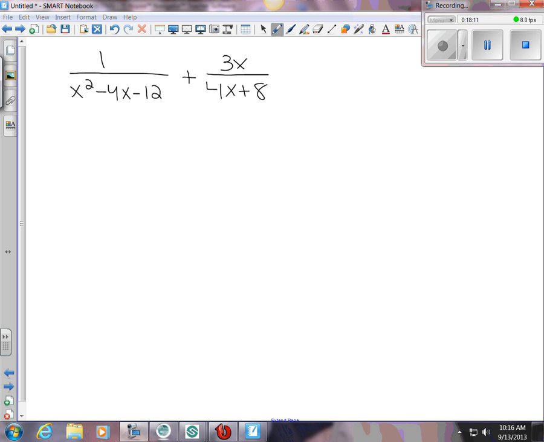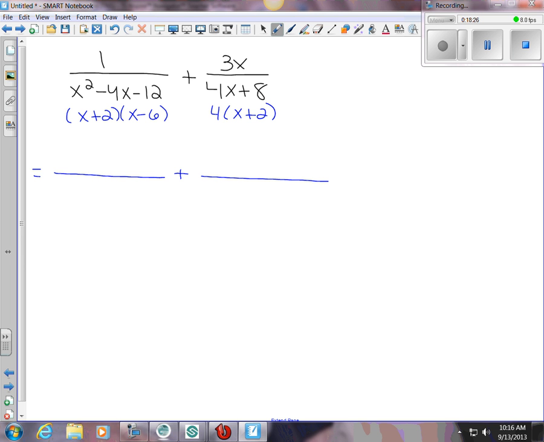Okay, first fraction, how do I factor it? Yeah, any problems there? Second one? Are we okay with that? Okay. What's my common denominator going to be?